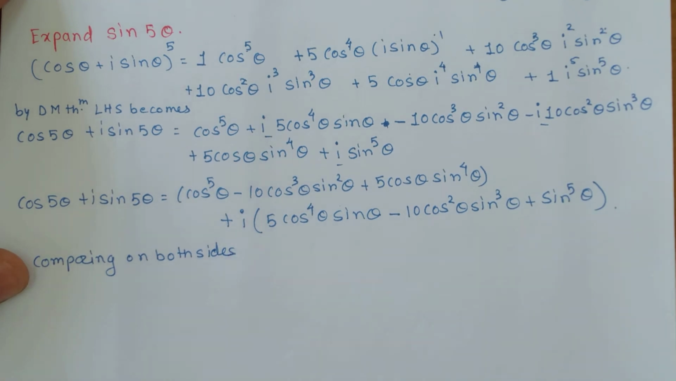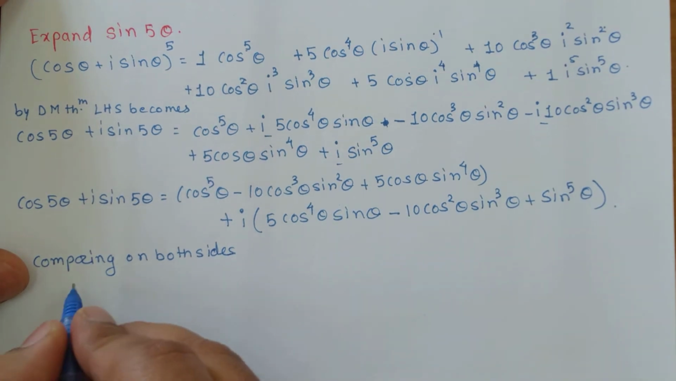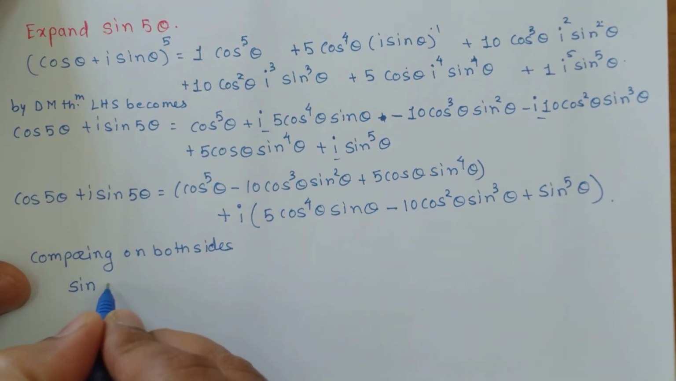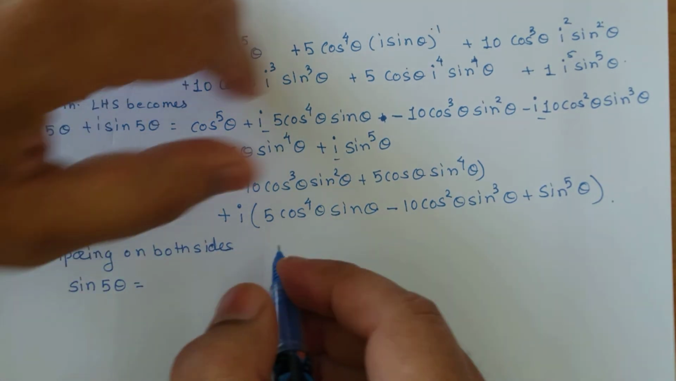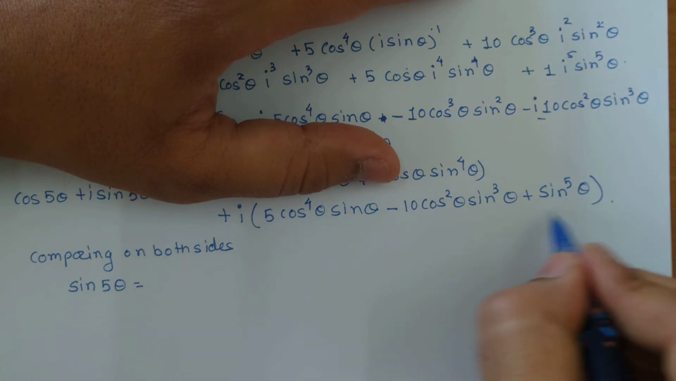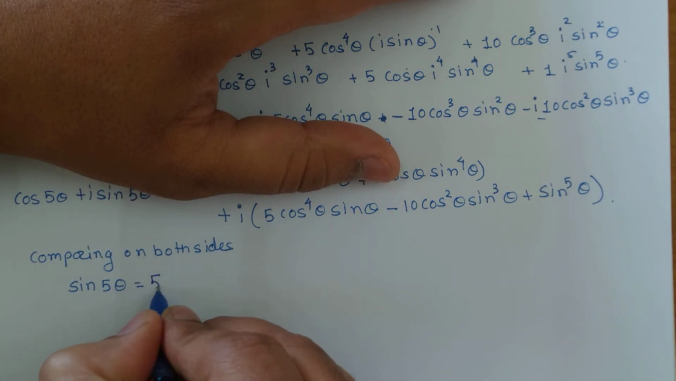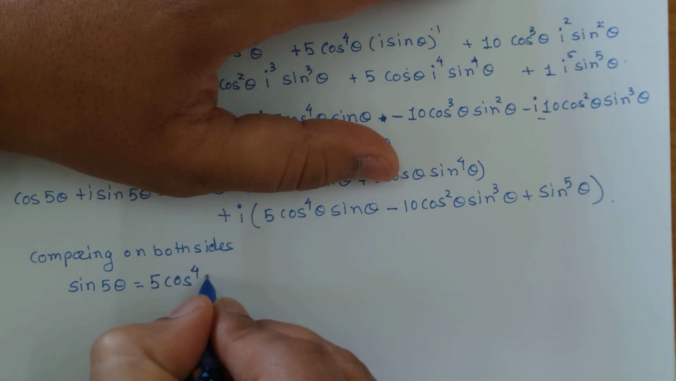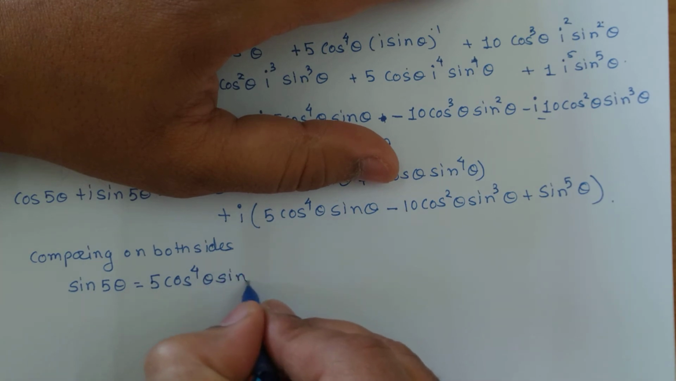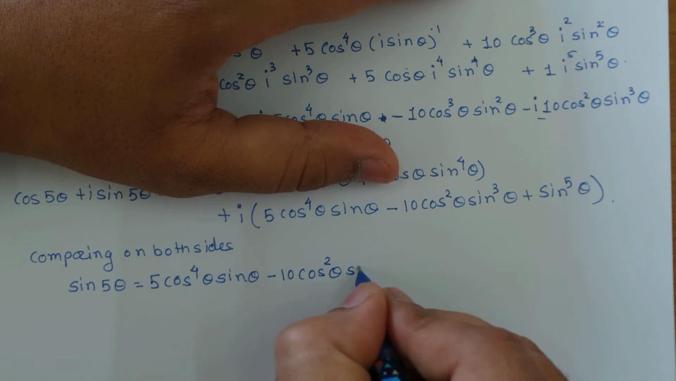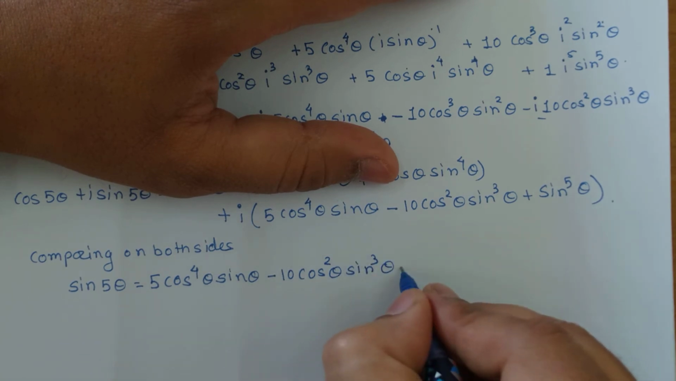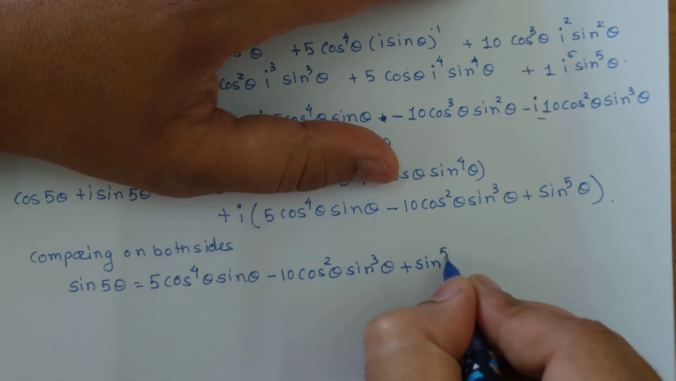See, here I have to calculate the value of sin 5 theta. Hence we compare the imaginary parts from both sides. We get sin 5 theta is equal to, what is the imaginary part here? This bracket is the imaginary part. So sin 5 theta is 5 cos raised to 4 theta sin theta minus 10 times cos square theta into sin cube theta plus sin raised to 5 theta.